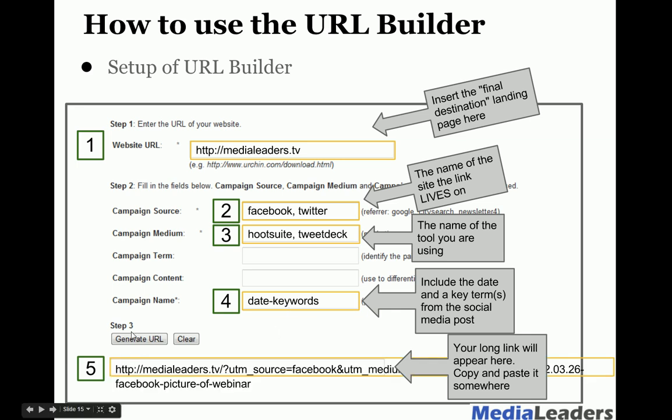And then number 5, if you click the generate URL, look what happens. Really long and ugly. MediaLeaders.tv, and it puts the source in there for you. It auto-calculates it. Source is Facebook. The medium, you'll see over here, it says Hootsuite. And then number 4, it'll say picture of the webinar or whatever you want it to, date, keywords, and stuff.